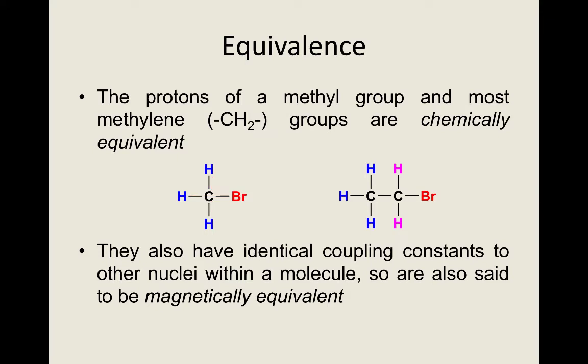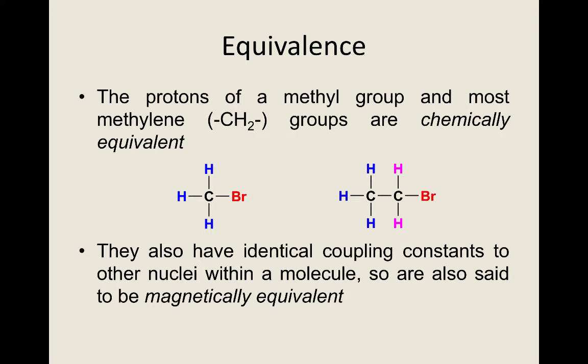In bromoethane, on the right, the methyl protons in blue are all one bond away from the methyl carbon, two bonds away from the methylene carbon, and three bonds away from the bromine. The methylene hydrogens are all one bond away from the methylene carbon and two bonds away from the bromine.